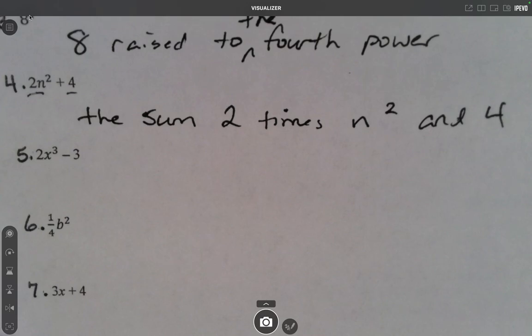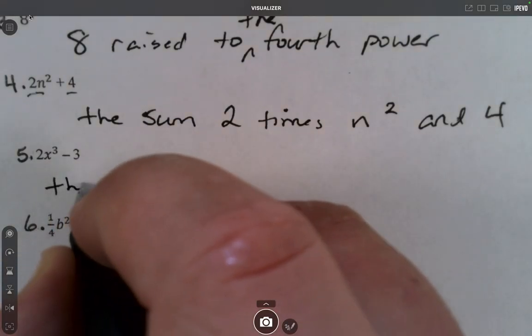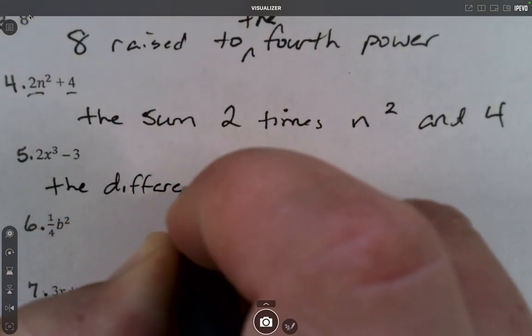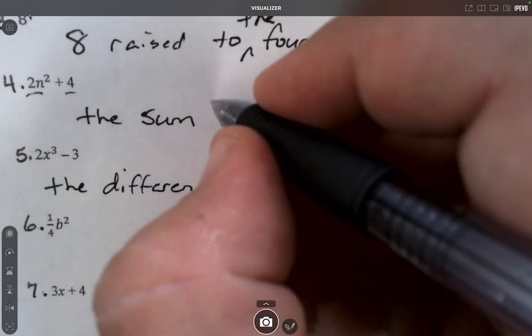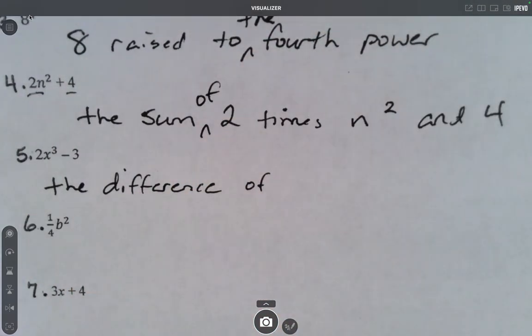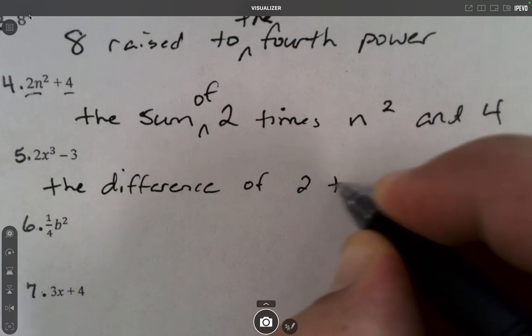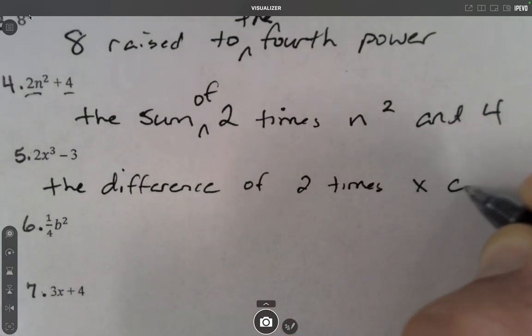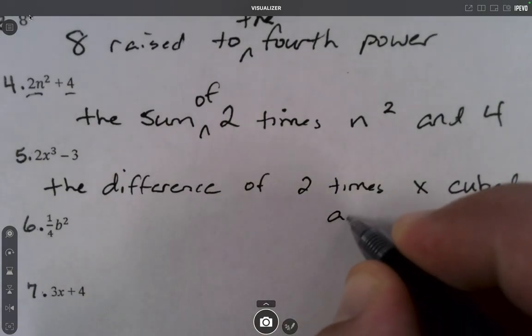Number 5, the main operation is subtraction. That's what's connecting 2x cubed and 3. So we'd say the difference of, oh, I forgot the word of up here. I'm sorry, I'm not being very careful. I've got to be better. The sum of 2 times n squared and 4 on the previous one. And 5 is the difference of 2 times x cubed. And if you say x to the third power, I would count that too. But I'd encourage you to just use cubed because it's shorter. The difference of 2 times x cubed and 3.